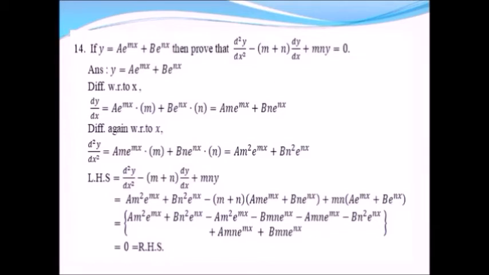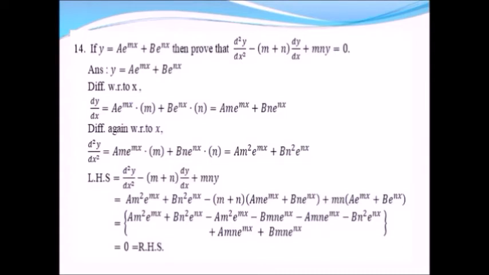Now substitute the d square y by dx square value, dy by dx value and y value in the left side of the equation. That is, left hand side is equal to, in place of d square y by dx square I am substituting the value, that is a m square e to the power mx plus b into n square e to the power nx, minus m plus n as it is. Now substitute the value of dy by dx, that is am e to the power mx plus bn e to the power nx, plus mn into the y value from the question, that is a into e to the power mx plus b into e to the power nx.